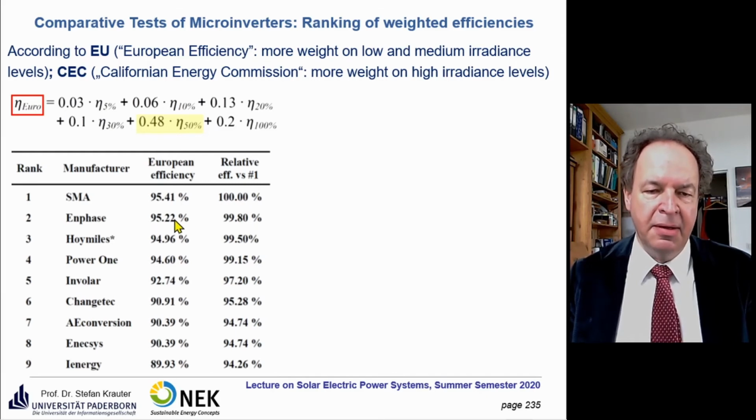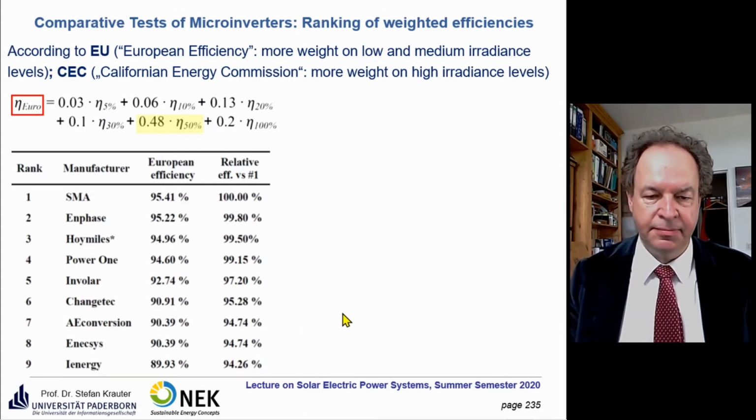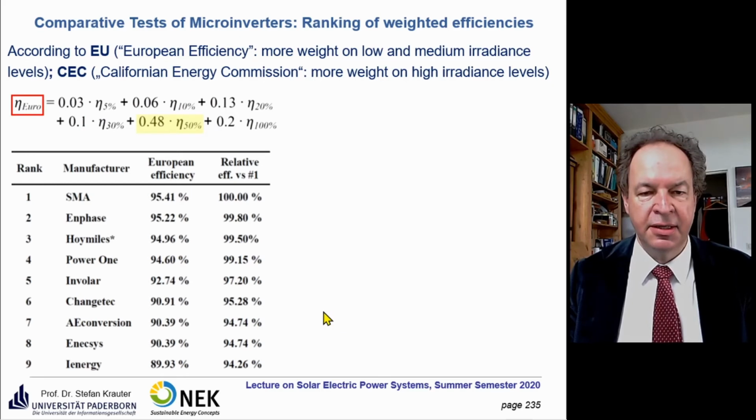with European efficiency of 95.22%. And even the worst here, you see there's a difference of a little bit more than 10% to the best. Okay, no, not to the best, but the European efficiency is about 90%, and in relation to the best, the difference is about 5.5% or 5.3%.